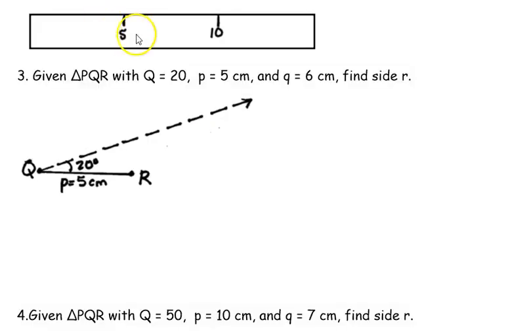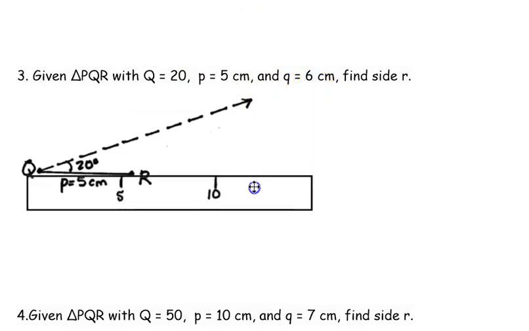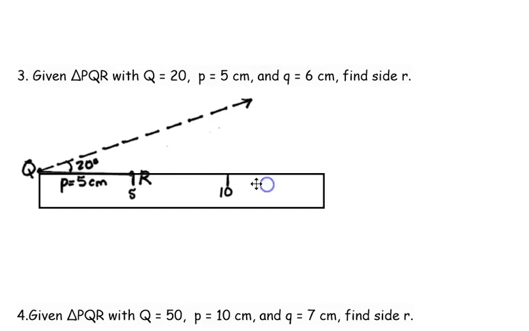Okay, now we have another situation here where we have side p is 5 and side q is 6. So if I were to use my ruler, there'd be 5. If I were marking off 6, so let's say this would be like 1, 2, 3, 4, 5, 6, 7, 8, 9, 10. Oops, I marked too many of these. So 6 would be about right here, so kind of this value right in here.